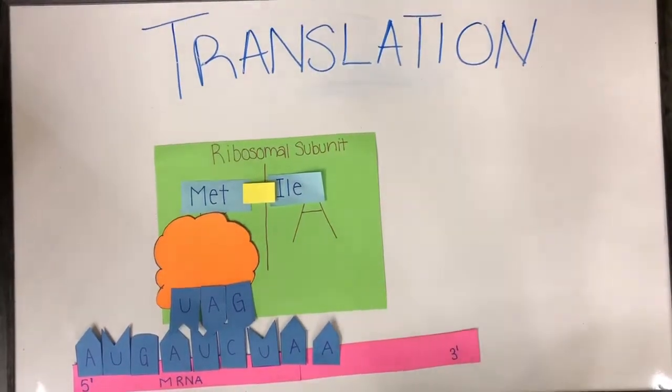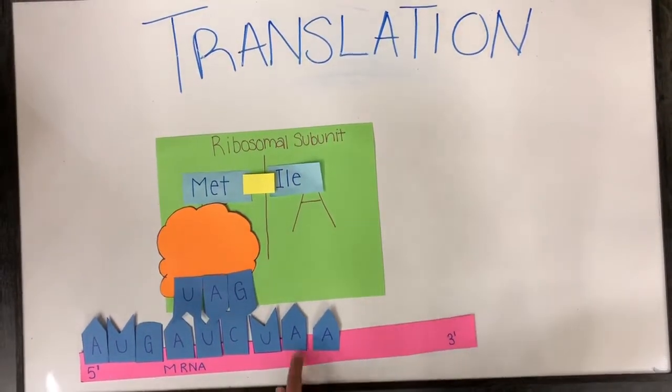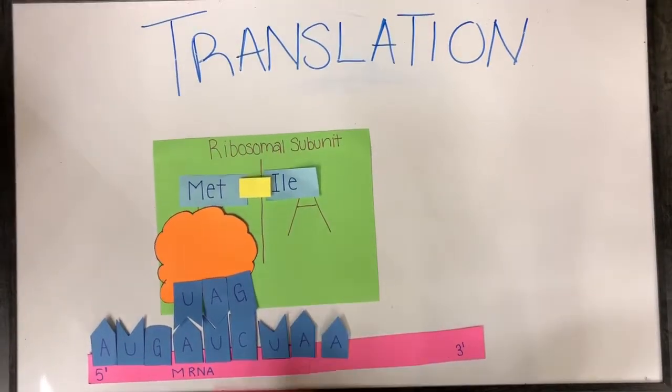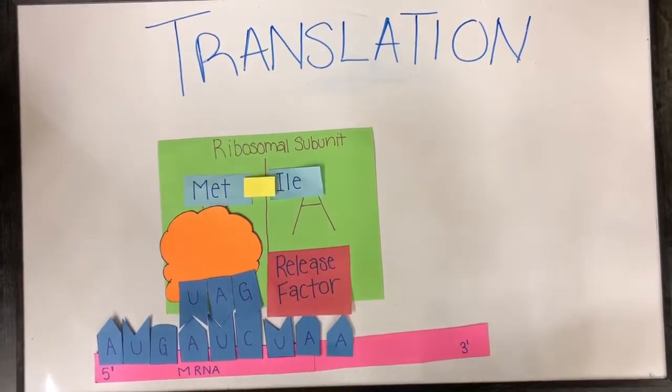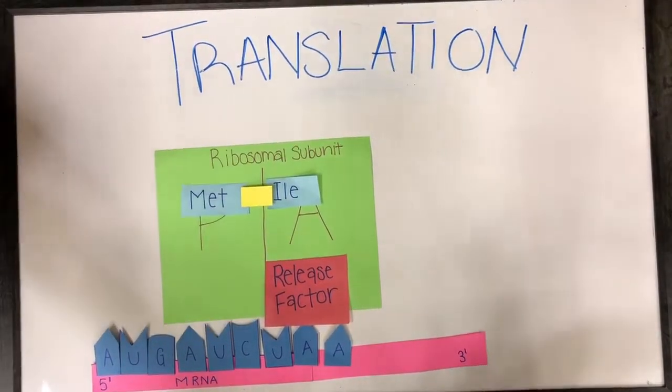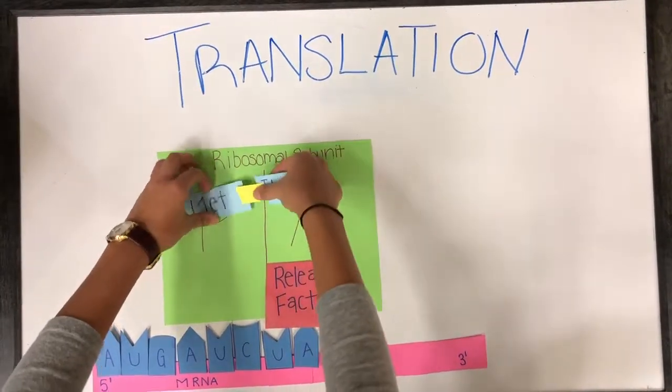Termination occurs when the stop codons UAA, UAG, or UGA in the mRNA enter the A site. Proteins called release factors recognize the stop codon and interfere with the enzyme that forms the peptide bonds. The tRNA separates from the chain and the new protein is released.